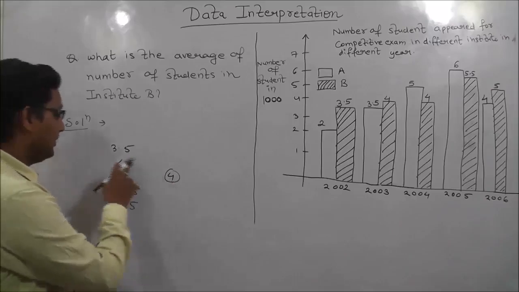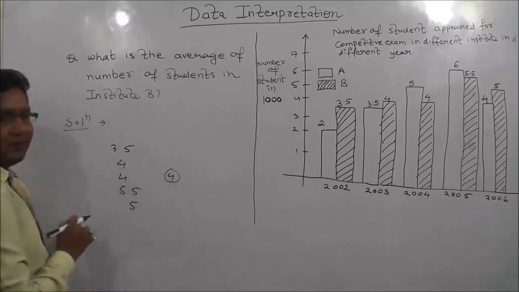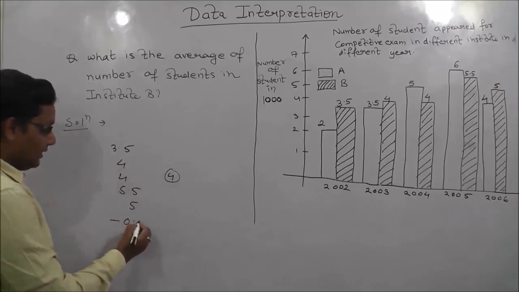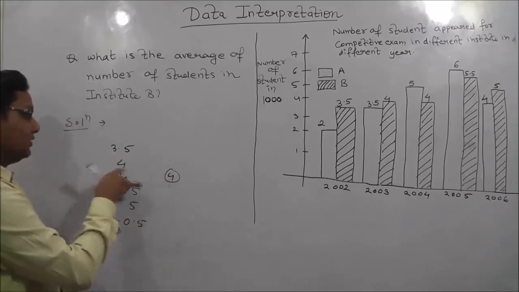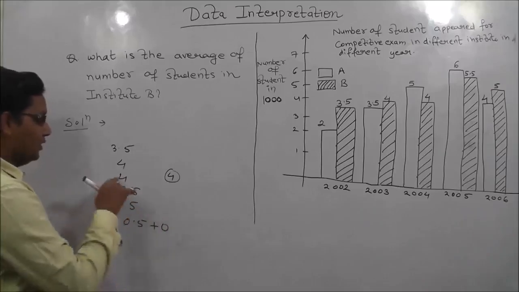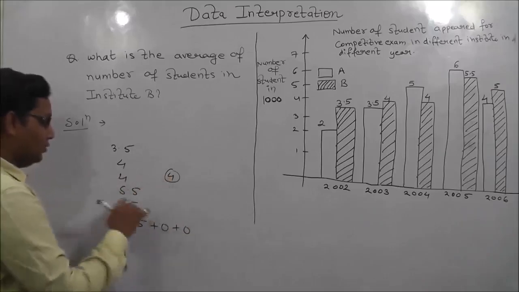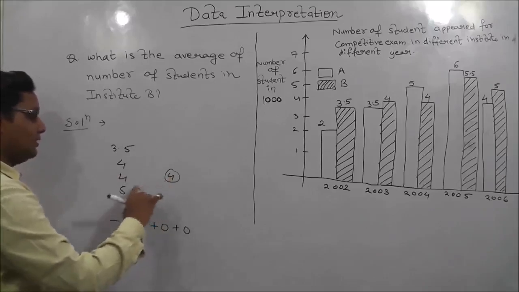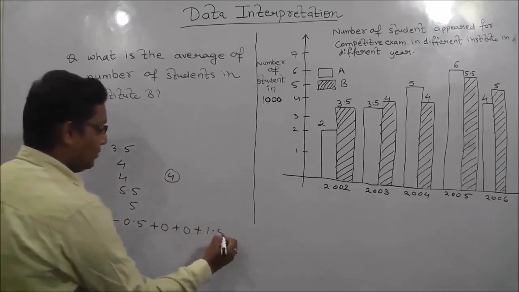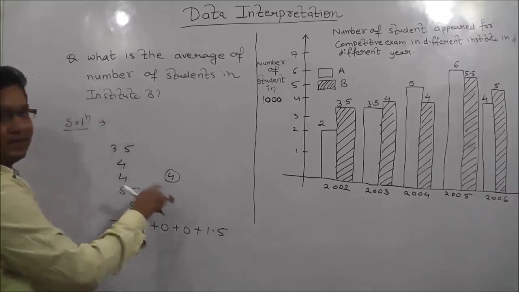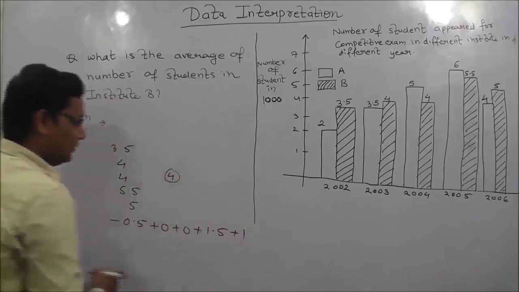Now you can see that 3.5 is 0.5 less than 4, so we will take minus 0.5. Then 4 is equal to 4, so we will take it as 0. And 5.5 is 1.5 greater than 4, so we will take plus 1.5. And 5 is 1 greater than 4, so we will take 1.